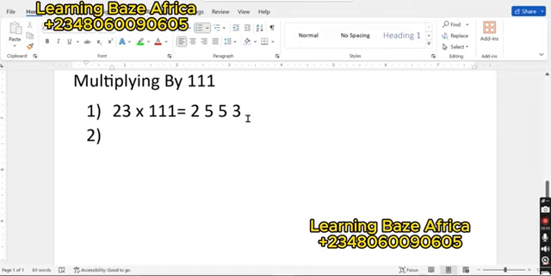2,553. Okay? So if you now have 53 times 111, just add up the two digits together and write the answer down at the middle twice. So 5 plus 3 is 8, which means you'll be writing 88 at the middle. So that will be 5,883.